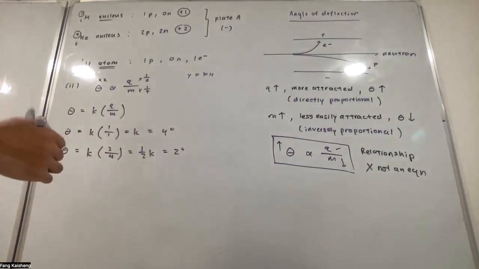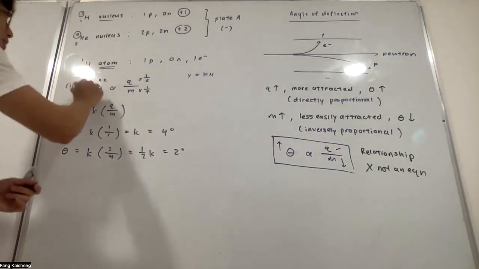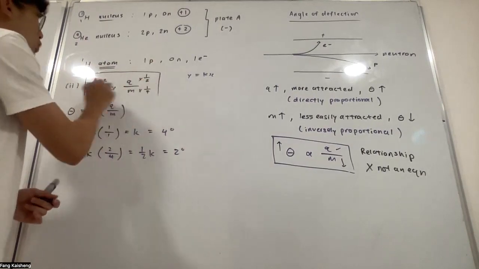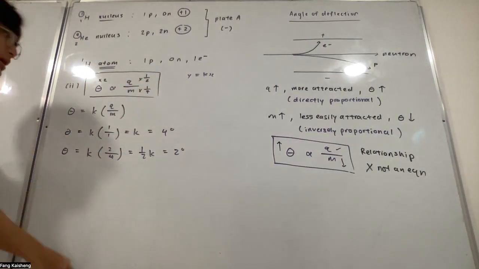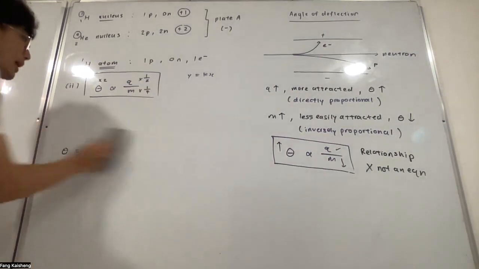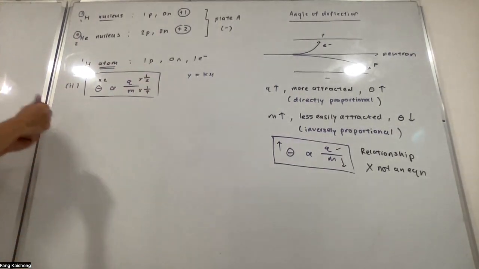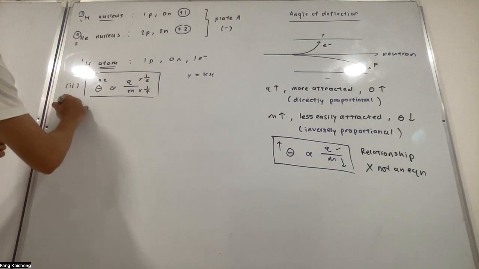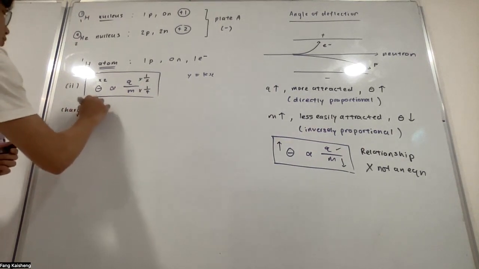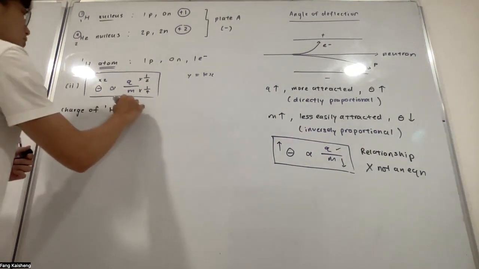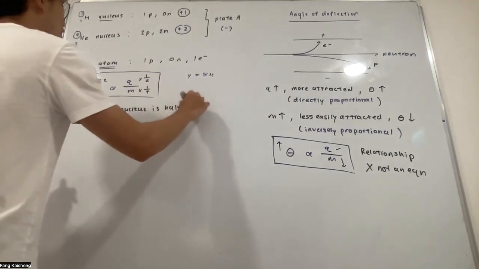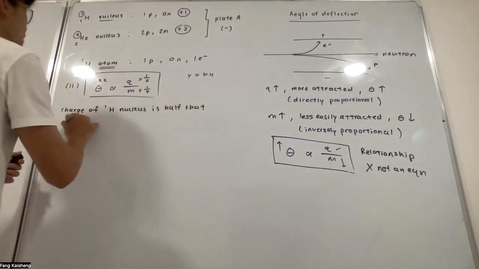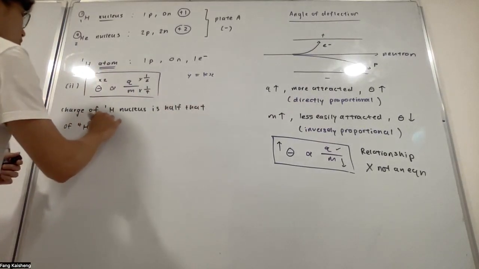But this one is mostly for calculations. I still recommend this method instead, because you are comparing instead of doing them individually one at a time. So even though this works, let's take a look at our answer first. So number one, you want to tell me that the charge of the hydrogen nucleus is half that of the helium nucleus. Good.